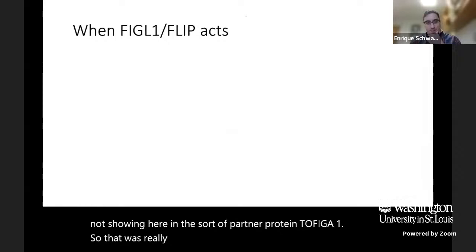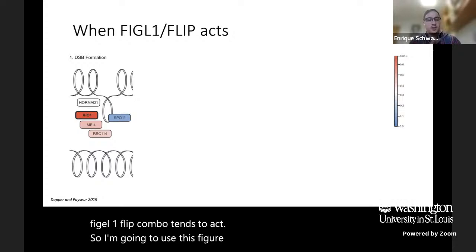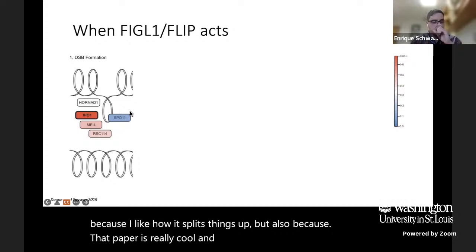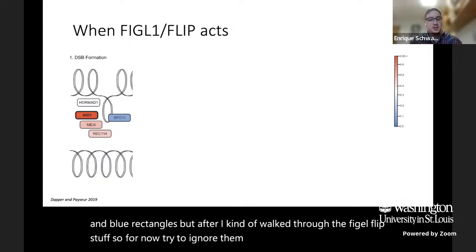And we started thinking about when this FIGL1-FLIP combo tends to act. So I'm going to use this figure from Dapper and Payseur, partly because I like how it split things up, but also because that paper is really cool. And I'm going to come back to these red and blue rectangles, but after I walk through the FIGL-FLIP stuff. So for now, try to ignore them. They were not really easy to cover up. So they're just going to be there, but blur your eyes a little bit.